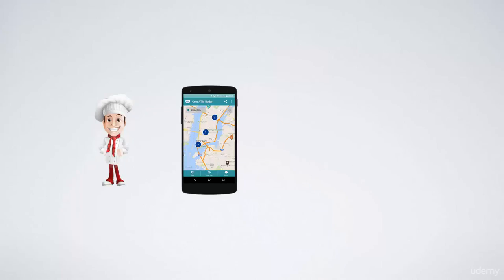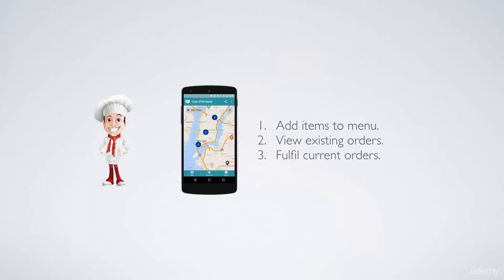Now talking about the other actor, your restaurant owner, he will be able to add items to the menu, view the existing orders, and also fulfill the current orders. Depending upon your customer's requirement, you could add or remove certain features, but right now we have considered a limited set of functions for understanding.